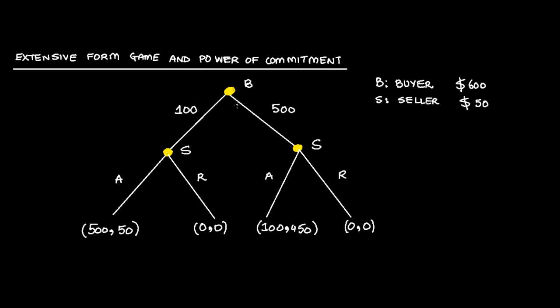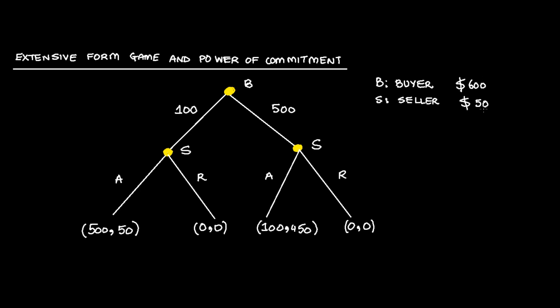Well, if buyer gives the offer of $500 and seller accepts it, then the profit to the buyer is only $100 because the maximum he was willing to pay for this was $600. And if seller rejects that offer, the buyer will be getting just zero. There'll be no payoff.